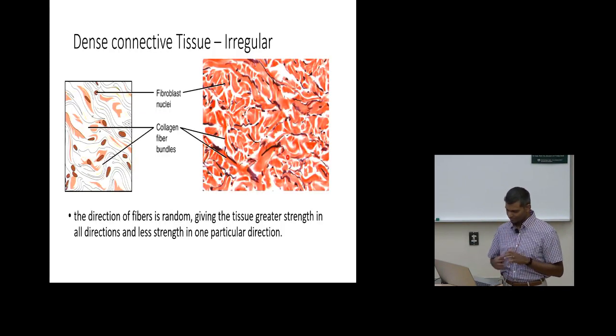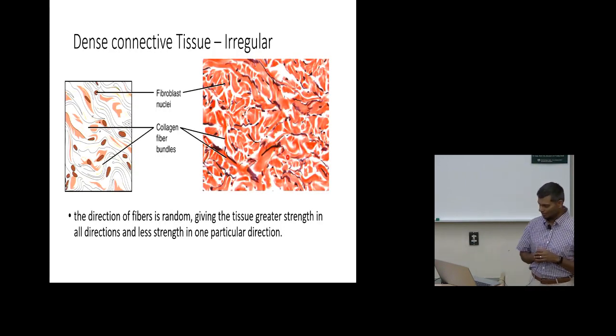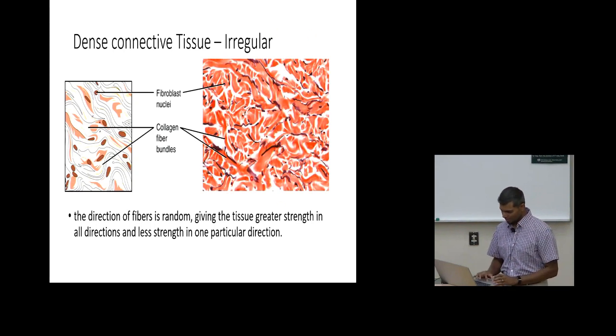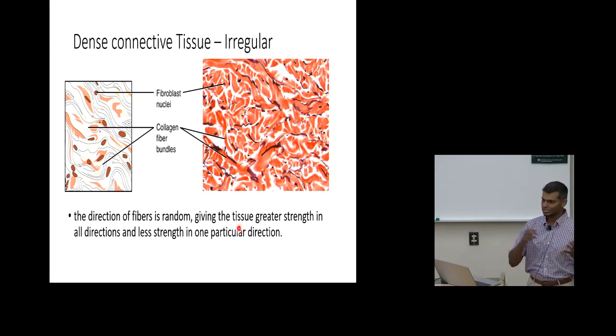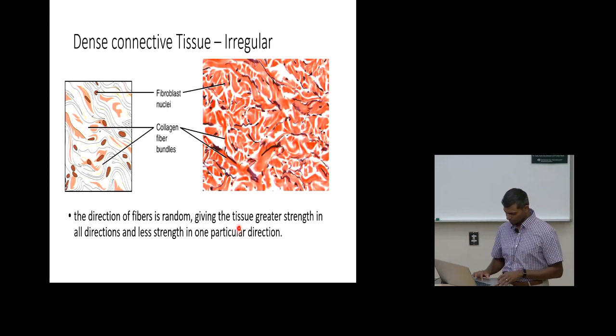Now, irregular connective tissue will also have collagen fibers, but notice that they are going to be arranged in a less organized way, and it is more random. Now, the advantage of this is that the tissue can move in different directions with a reasonable amount of strength, but if you were to pull it very strongly in one direction, it would give way. Still, it gives more flexibility in the directions with which you can move the tissue.